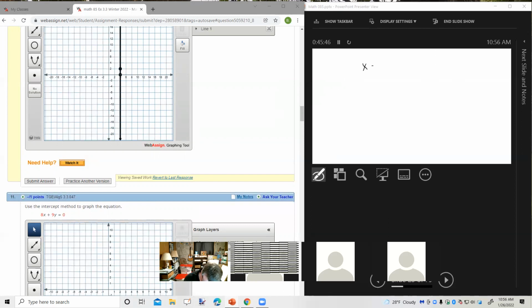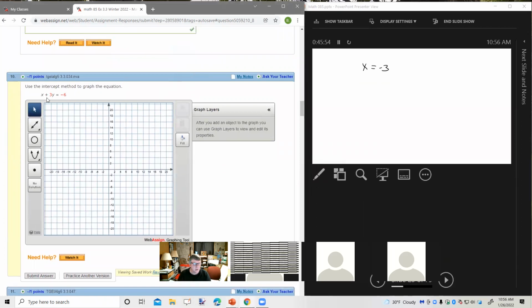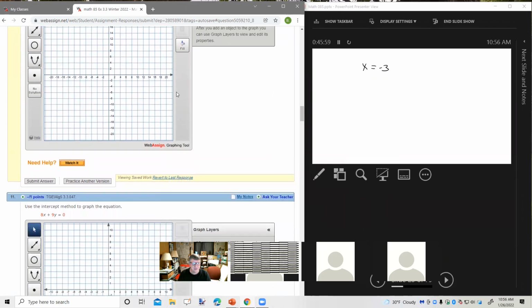How about this? x equals -3. What would that look like? Again, I'm not using that. I'm just using the grid to put stuff on. What would x equals -3 look like? That would be a vertical line passing through -3, because no matter what y is, x is -3. We okay with this? Any questions there?